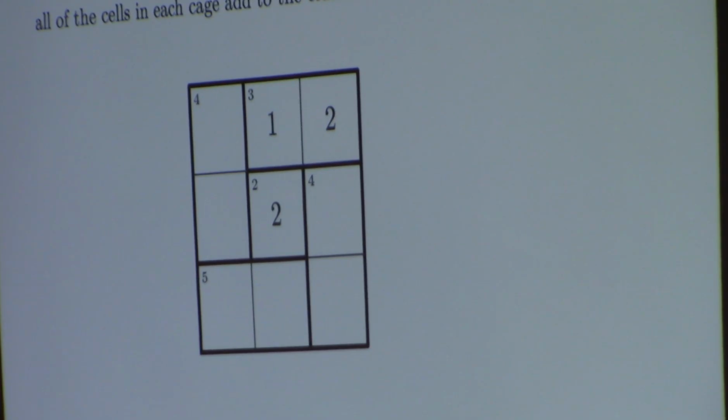We can then just start working through this like any Latin square. I know there's going to have to be a 3 in that top left and in that middle bottom. That top left cage adds to 4, and the bottom left cage adds to 5, so we can add those in and then fill in the rest of the Latin square when we've solved our Calcudoku.